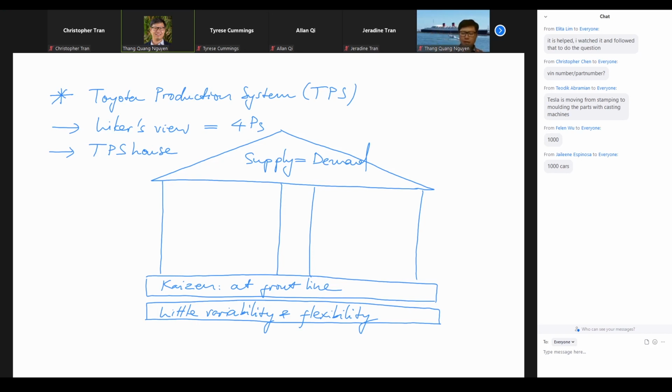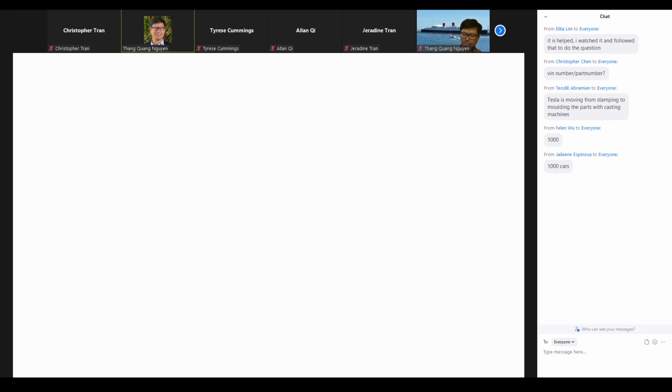All right, so that's the summary, and now I would like to go to some detailed aspects of this house. The first concept is about the pull system.